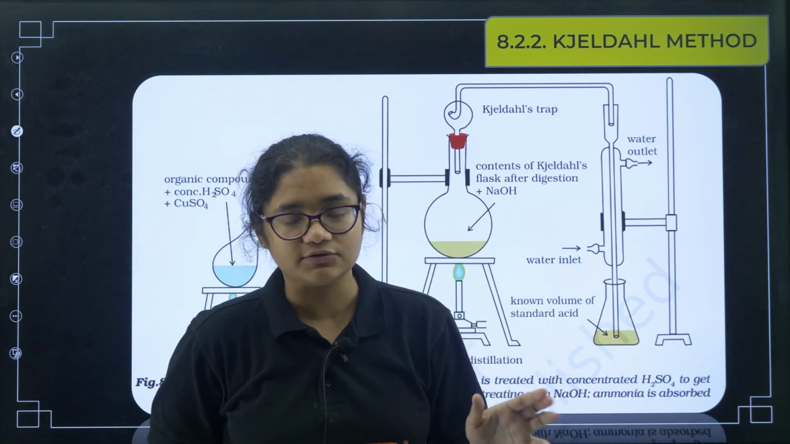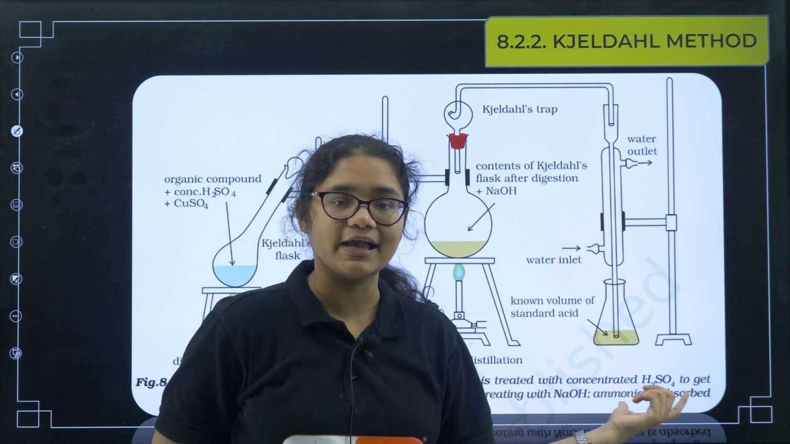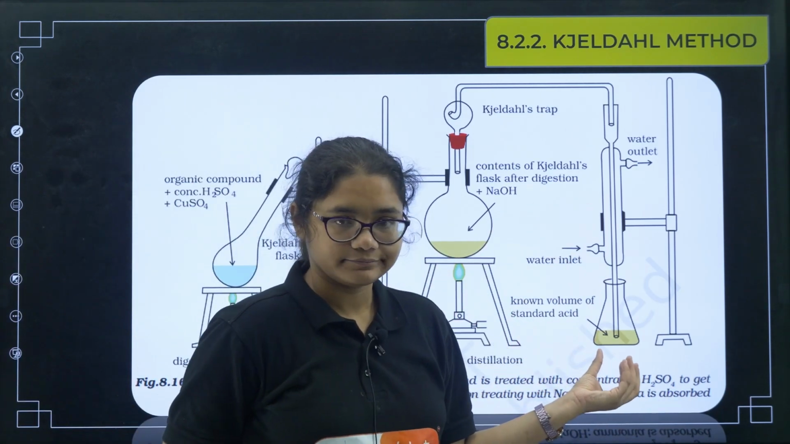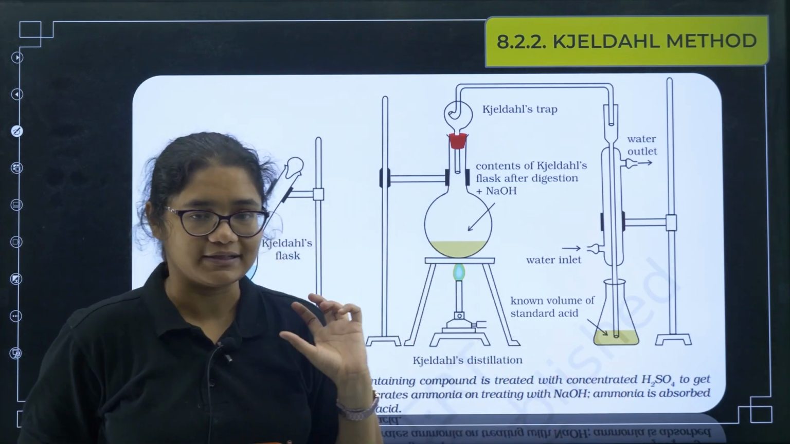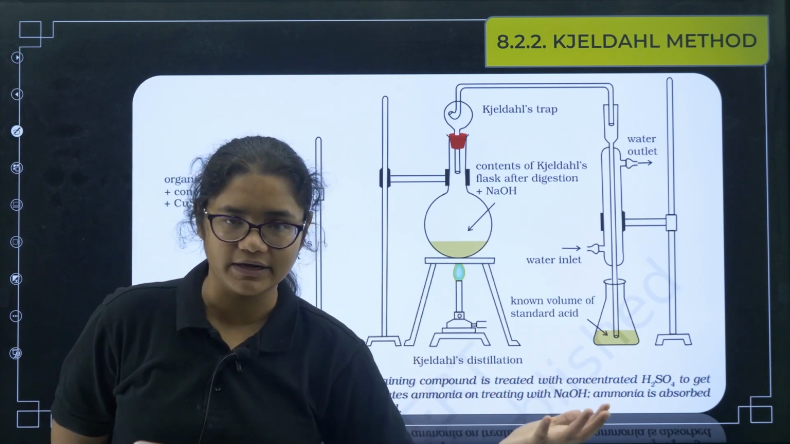Now if you subtract these two, you will get the amount of H2SO4 which reacted with the ammonia gas. I want to repeat this part again. You took ammonia, you took H2SO4, and you have taken H2SO4 in excess. Some amount of H2SO4 will react with ammonia to give you ammonium sulfate, right?